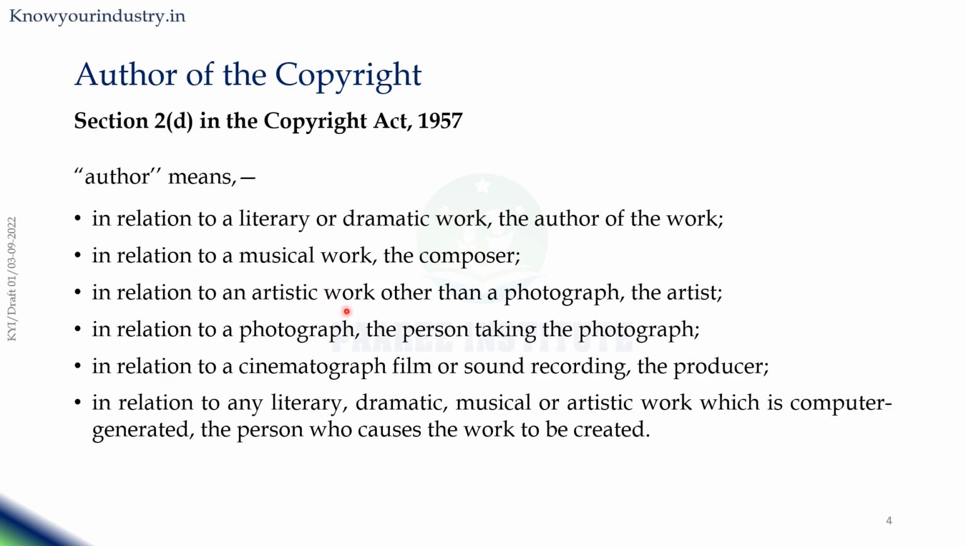In relation to an artistic work other than a photograph, the artist is the author of the creative work. So he is the first owner of the copyright. In relation to a photograph, the person taking the photograph is the author. So he is the first owner. In relation to a cinematograph film or sound recording, the producer is the author. So the producer is the first owner of the copyright. It's very important: in relation to any literary, dramatic, musical, or artistic work which is computer generated, the person who causes the work to be created is the author, so he is the first owner of the copyright.